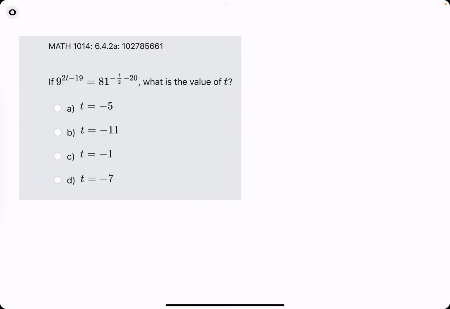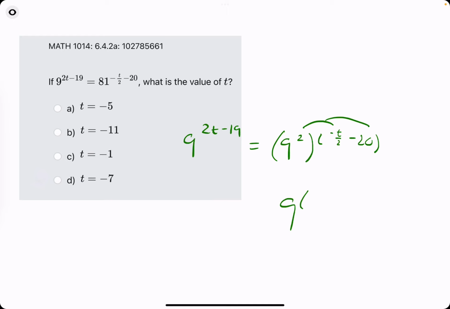So again, the approach, we want to match this base on the left with this base. Hopefully it's clear that we can rewrite the right side, the 81, as 9 squared. So we're matching the bases and making them both 9. But we cannot forget to have the exponent of negative t over 2 minus 20. So now we distribute the 2 here and here. So we get 9. 2 times negative t over 2 would just be negative t. And then 2 times negative 20 would be negative 40, equals 9 to the 2t minus 19.